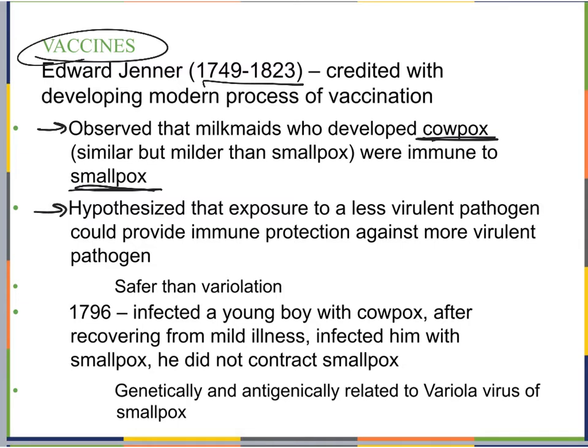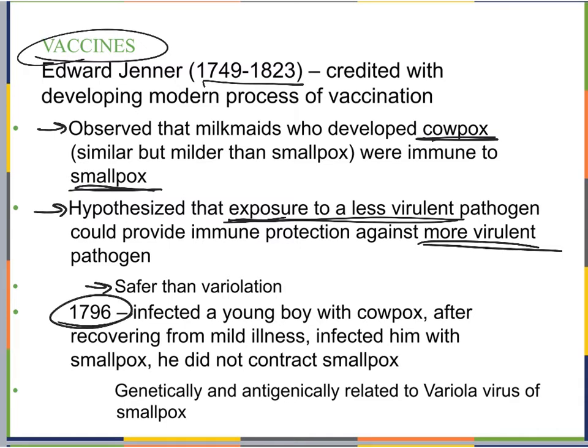So when he saw the fact that these milkmaids were having cowpox but not smallpox, he hypothesized that exposure to a less virulent pathogen could provide immune protection against the more virulent pathogen. And this would be safer than variolation, because in variolation, remember, we're taking the fully functional smallpox pathogen and putting it into people on purpose. In this case, we're taking cowpox, which is much more mild and isn't causing this high mortality rate. We can infect people with this, and then they're immune to smallpox, which would be great because smallpox does kill people.